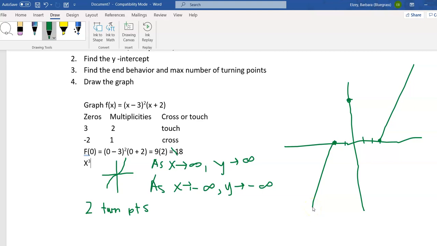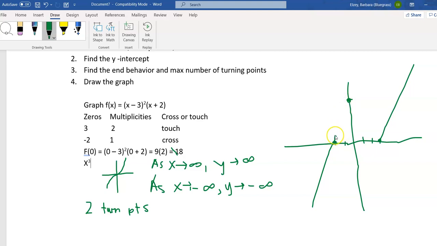All right, now let's go back to the touching and crossing part. I'm going to start on the left, so I'm going to start at the -2. At -2, we should be crossing the x-axis. That means I have to go across right here. So I don't want it to come back down. I want it to go across.